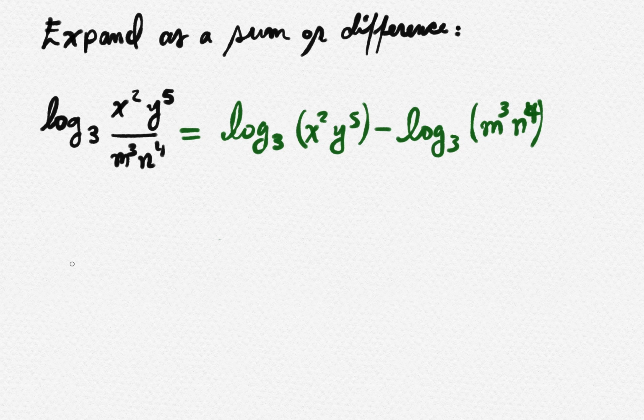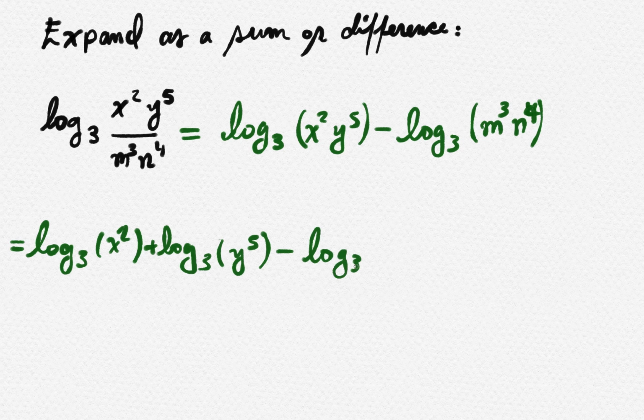Next thing we can do is split up each of these products using the product property, so we can have actually 4 terms now. This is going to be equal to base 3 log of x squared plus base 3 log of y to the 5th. Then we're going to have minus base 3 log of m cubed, and then minus base 3 log of n to the 4th.